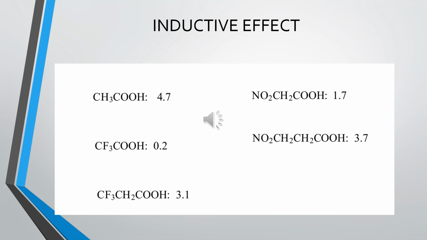So one nitro group on the alpha carbon of acetic acid, which you see in the upper right, changes the pKa from 4.7 to 1.7. But again, if we look at the effective distance, the effective distance is very significant, and if we extend that just by 1 carbon, the difference is now only 4.7 to 3.7. This is the inductive effect.